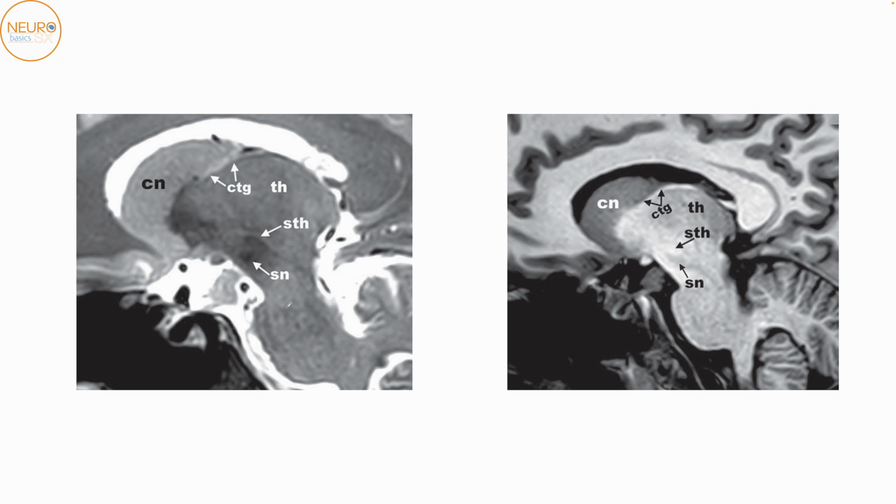As you can see, on T2 weighted imaging it is a lot more clear than it is in T1. So the deep nuclei become a little bit more obvious on T2 imaging than they do on T1 imaging. They're a little bit hypointense, so you can make out this is the substantia nigra, and this is the subthalamic nucleus over here. Not as clear on T1 weighted images.